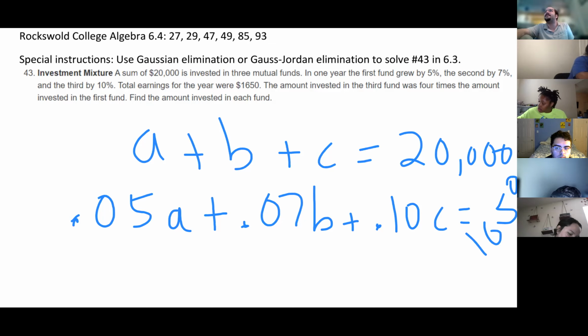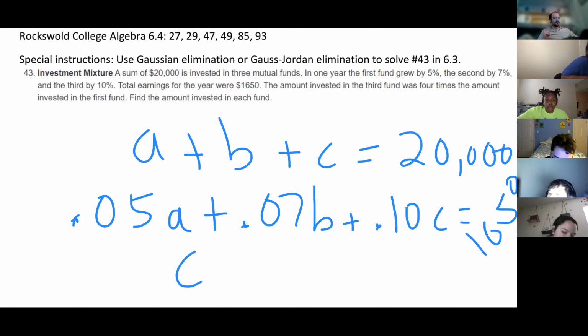The amount invested in the third fund was 4 times the amount invested in the first fund. So what is the amount? The first thing I'm reading there is the amount in the third fund. What is that? Would it be 0.10C? Right, because that's what we got confused. Okay, so the amount invested, is it going to be 1650 times 4? So the amount invested in the third fund, that's one of our variables. Which variable is that? C. It's just C. Yeah.